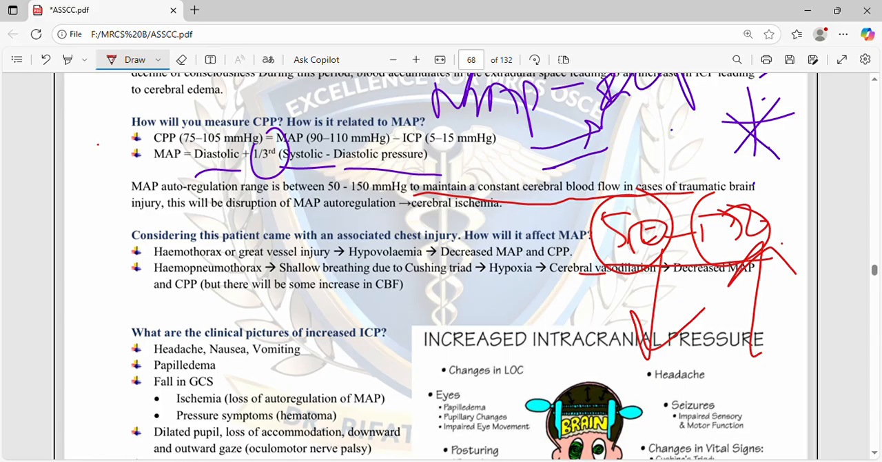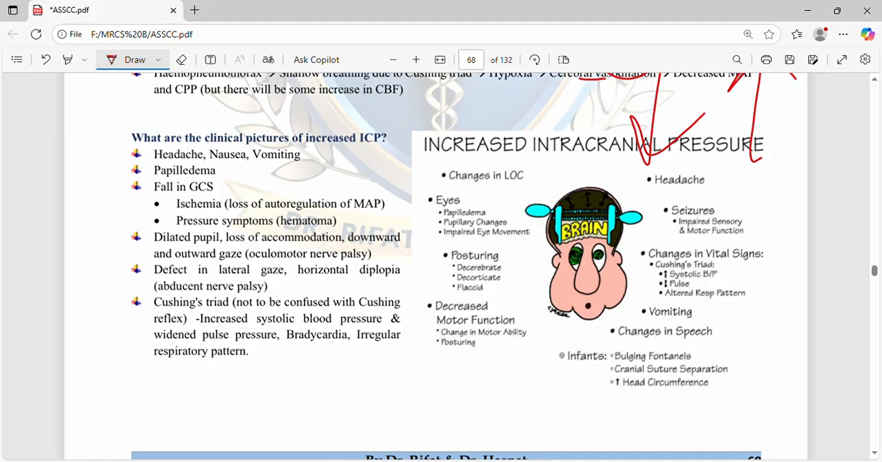Why? Because it's a vital organ. So what are the clinical pictures of increased ICP? The patient will feel headache, nausea, vomiting, papilledema, fall in GCS, ischemia, loss of autoregulation, and mean arterial pressure changes. Symptoms like hematoma, dilated pupil, loss of accommodation, downward and outward gaze, which is oculomotor third nerve palsy, and loss of accommodation reflex as well, and defect in lateral gaze, horizontal diplopia, abducens nerve palsy.